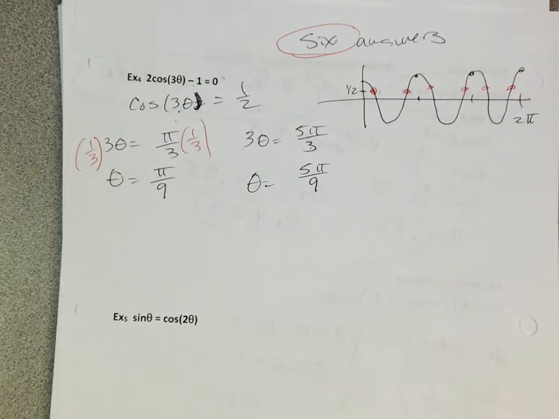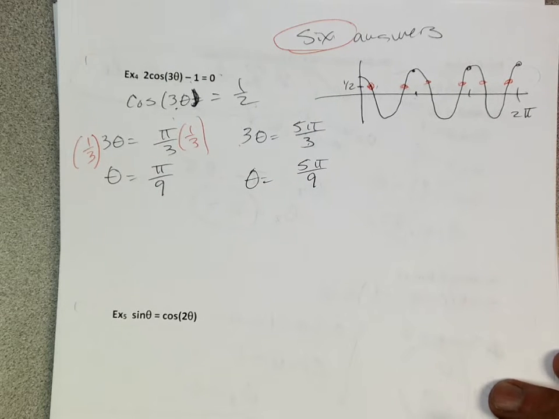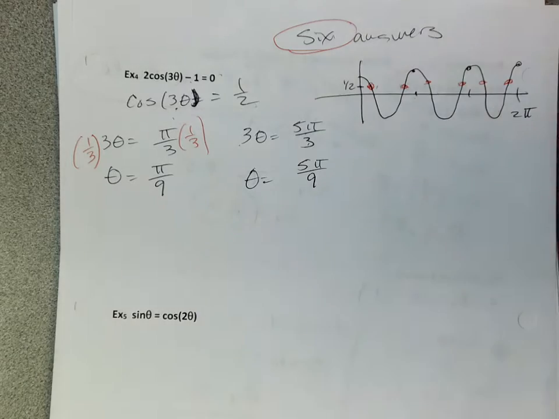I wasn't really paying attention. How did you get to 3 theta equals 5 pi thirds? Great question. So go to the unit circle, okay? Where is cosine equal to 1/2? Here, and here. So pi thirds and 5 pi thirds.